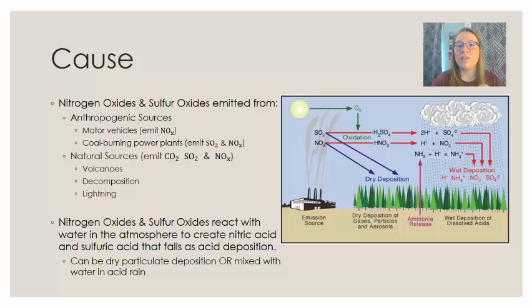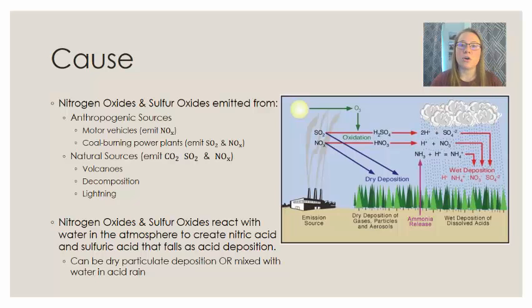You need to know the exact anthropogenic and natural sources that emit these primary pollutants that lead to acid rain. So regular combustion of fossil fuels, if it's in a motor vehicle like a car or a semi, that is going to emit nitrogen oxides. Coal-fired power plants are going to emit sulfur dioxide and nitrogen oxides. You need to know that.